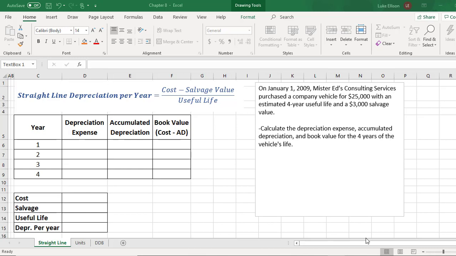Hello! Today we're going to be discussing the straight line depreciation method. The straight line depreciation method is the most simple method because it assigns the same depreciation expense for each year.